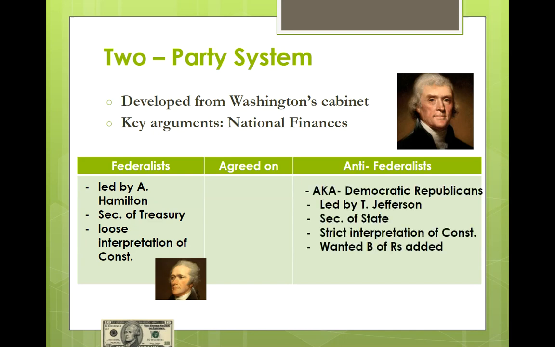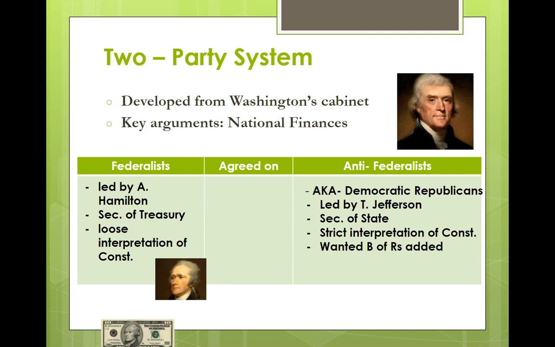The Anti-Federalists, on the other hand, also known as the Democratic Republicans, are going to be led by Thomas Jefferson. Thomas Jefferson was the Secretary of State under George Washington, and the Anti-Federalists believed in a strict interpretation of the Constitution. You also remember that the Anti-Federalists are going to play a major role in getting the Constitution ratified, because in order for them to agree to ratify that Constitution, they wanted a Bill of Rights added, and so the Bill of Rights was added to the Constitution in order to get it ratified.